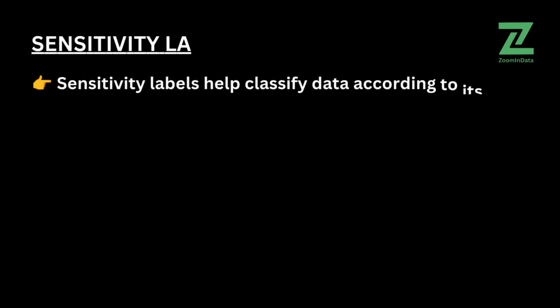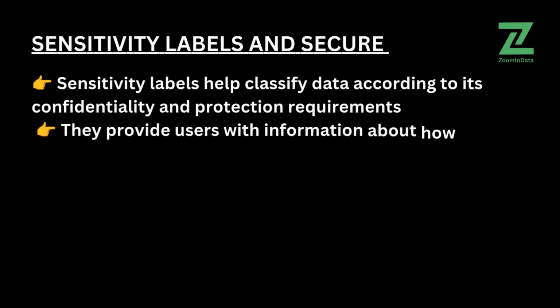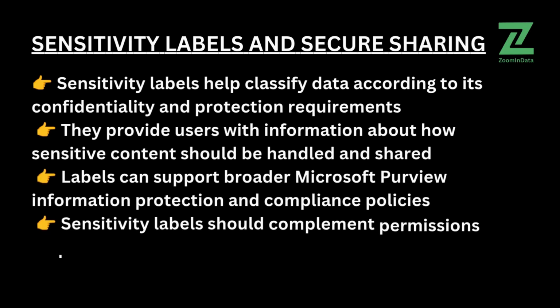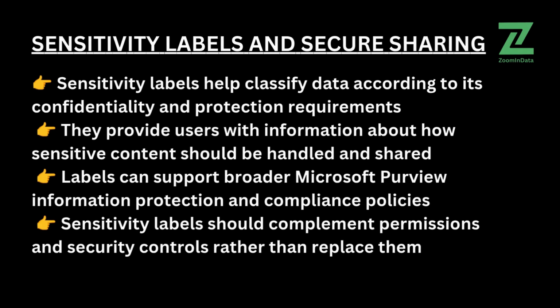Sensitivity labels help classify data according to its confidentiality and protection requirements. They provide users with information about how sensitive content should be handled and shared. Labels can support broader Microsoft Purview information protection and compliance policies. Sensitivity labels should complement permissions and security controls rather than replace them.